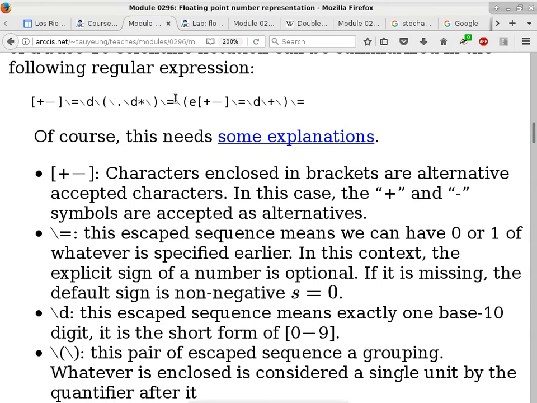So after that, we also have a group. Backslash open paren opens the group. Backslash close paren closes the group. What is in the group? The first thing in the group is E, lowercase e, all by itself, which literally just matches lowercase e. And it is not followed by a quantifier, which means it has to be there. So the E has to be there if you want to specify the exponent.